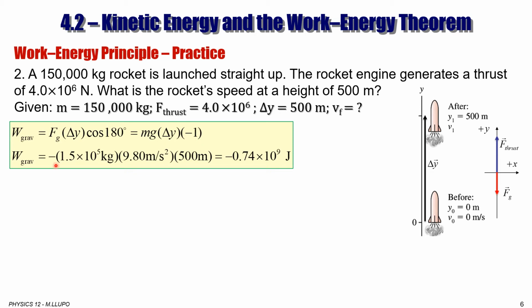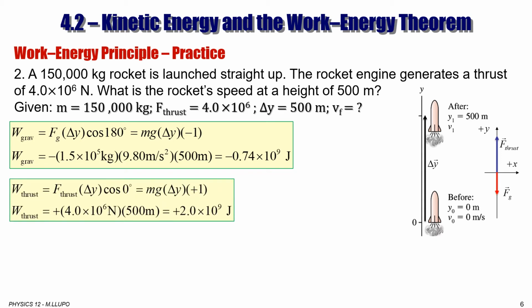So it's a negative times mass times gravitational acceleration times displacement, which will give you negative 0.74 times 10 to the power of 9 joule. We leave it as times 10 to the power of 9. We can do it as 7.4 times 10 to the power of 8. But you're going to see that the order of magnitude of the other one is times 10 to the power of 9. So let's do the thrust.